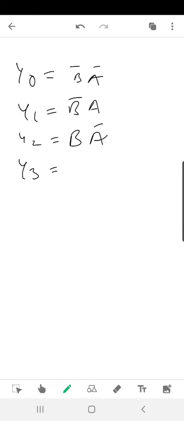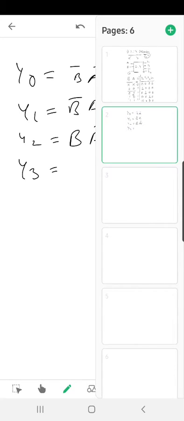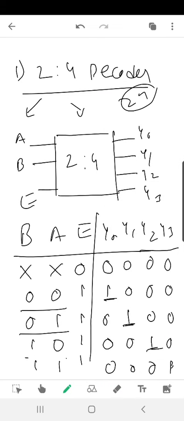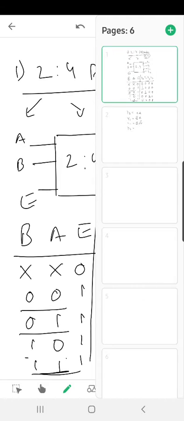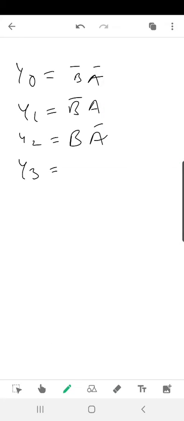And for y3, both the inputs are high, both the inputs are 1 1. So we will write both the inputs in uncomplemented form and the expression will be y3 equals ba. Okay, so these are our expressions for our 2:4 decoder function table.